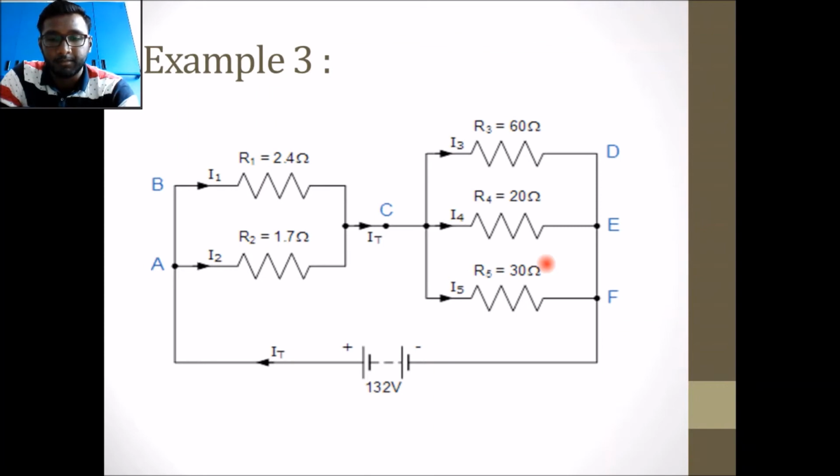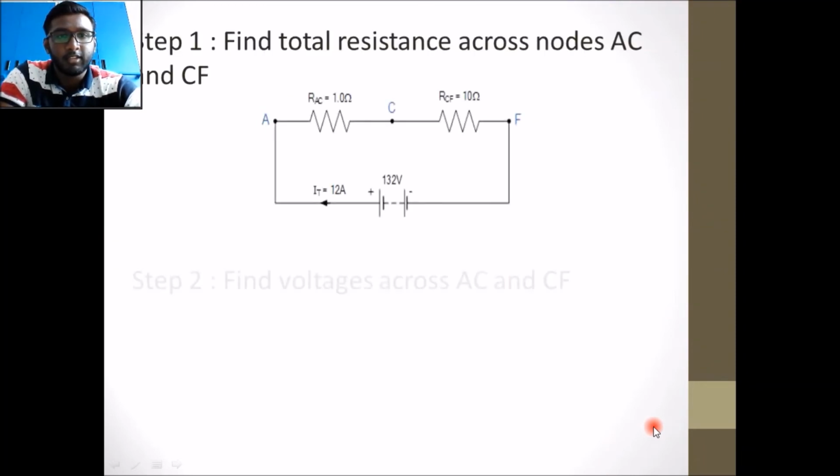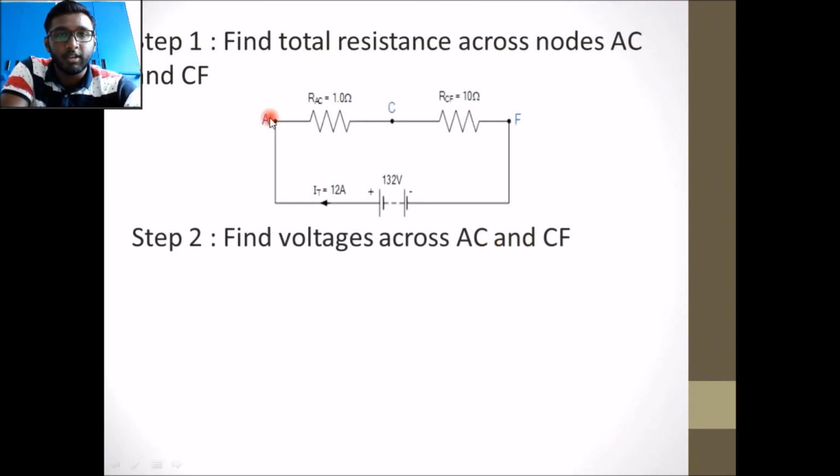Therefore, we'll get 10 ohms for the CF loop, and for the AC loop, 1 over 2.4 plus 1 over 1.7, then we inverse it, so we'll get around 0.995 for the AC loop. Then the second step is we have to find the voltage across the AC and CF, because we can combine it together, because the voltage varies here.